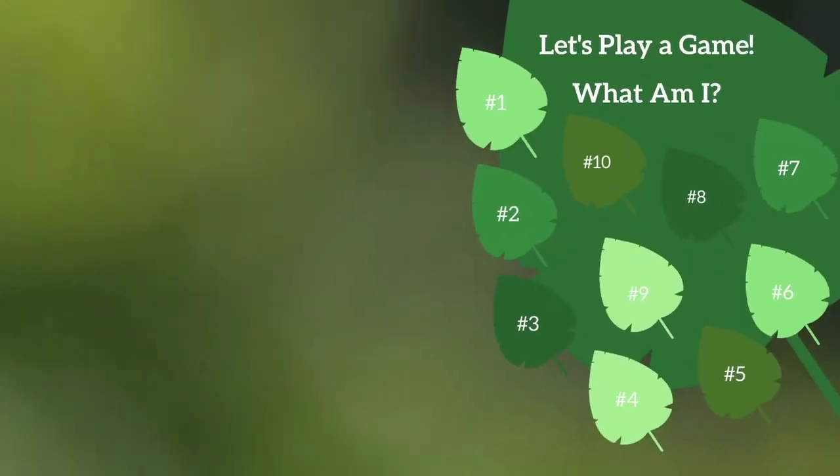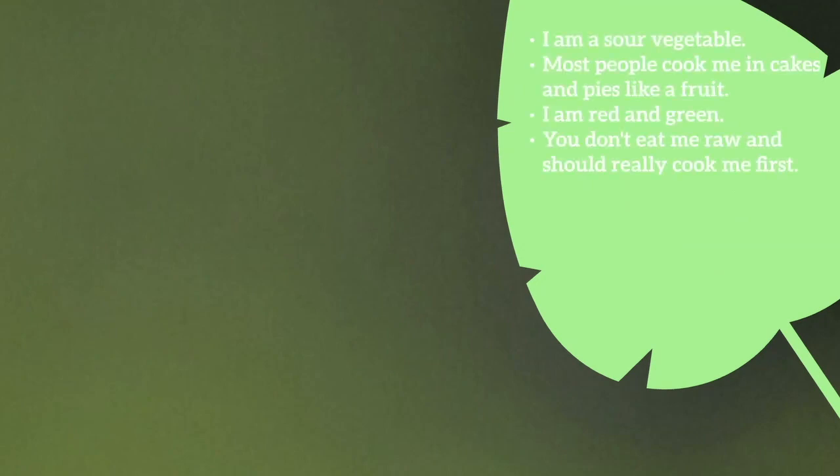Number 9. I am a sour vegetable. Most people cook me in cakes and pies like a fruit. I am red and green. You don't eat me raw and should really cook me first. That's a tough one. Ooh, rhubarb.